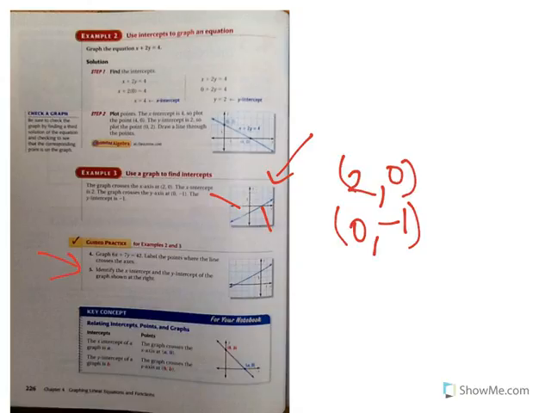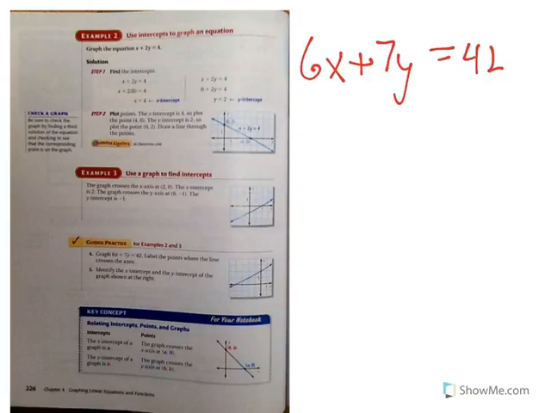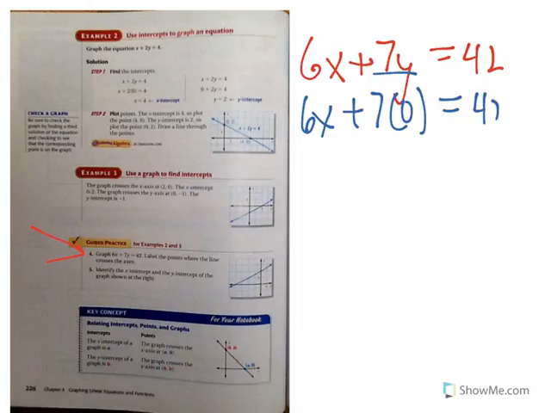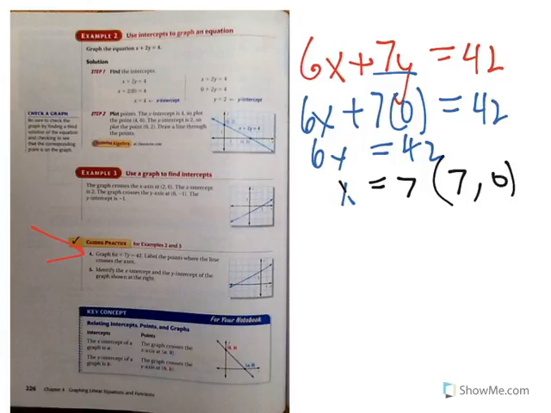So looking at this example here, that's our equation for this problem. And if we want to figure out the x-intercept, then we're going to make this part here 0, so 6x plus 7 times 0 is equal to 42. So in that case, 6x is going to be equal to 42. So x is then going to be equal to 7. So our first point is going to be (7, 0). That's going to be our x-intercept.